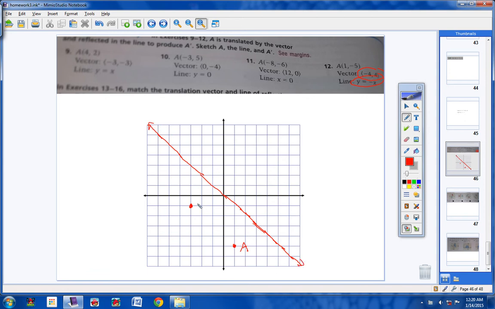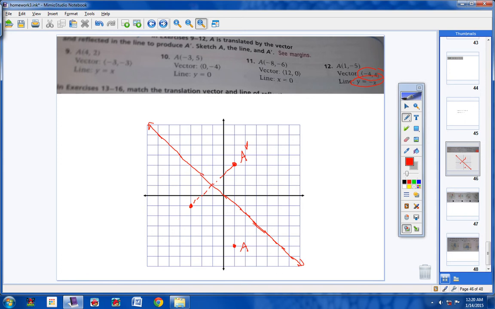Now, this point here, if I'm going to reflect this point in this line, then I have to draw a perpendicular line. Let's see, 1 unit, 2 units, and then go the same direction this way. 1 diagonal, 2 diagonal, so there it is. There's my A prime right there, okay? So I reflected it in this line right here.